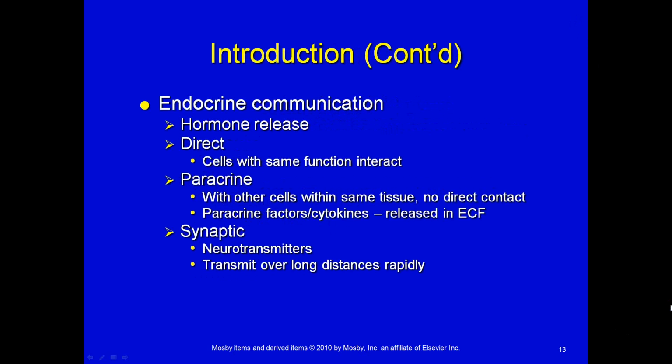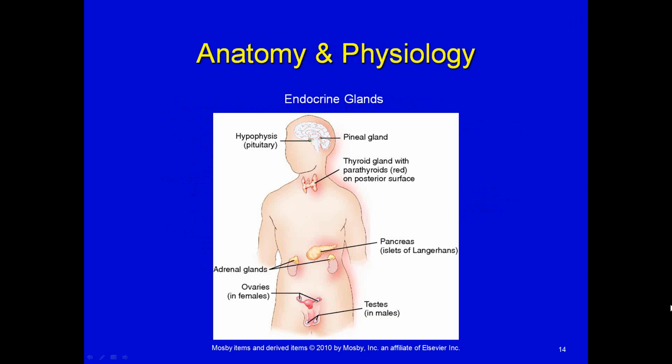And then probably the most common is a synaptic release of neurotransmitters. And here we're talking about the sympathetic nervous system and the release of adrenaline or epinephrine, norepinephrine and dopamine, as well as the parasympathetic nervous system with the release of acetylcholine. But then you also have hormones like aldosterone and cortisol and some of those others that we'll talk about here.